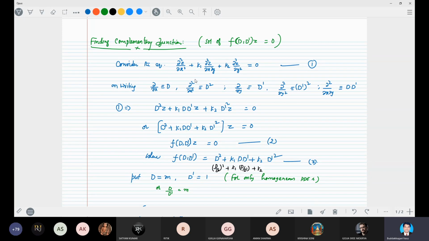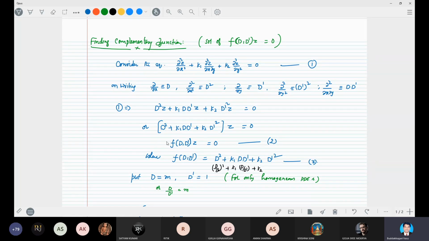Now we will see how the complementary function and particular integral are obtained for solving the given differential equations. For that we consider a homogeneous linear second order partial differential equation: del square z by del x square plus k1 into del square z by del x del y plus k2 into del square z by del y square, which takes the operator form f(D, D dash) z equal to 0.